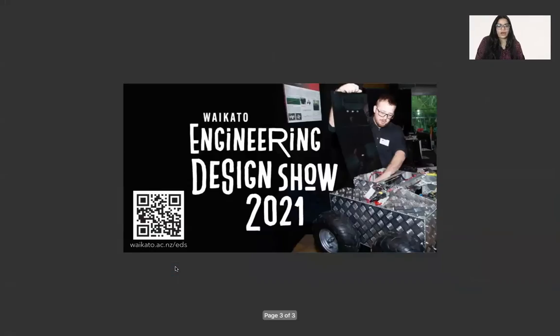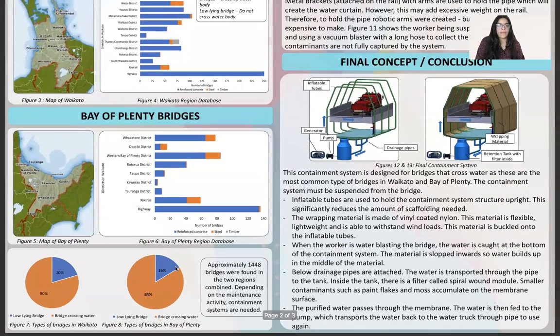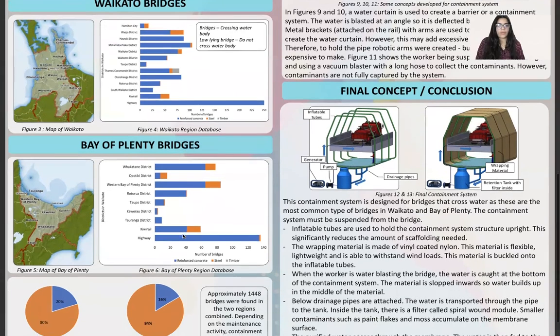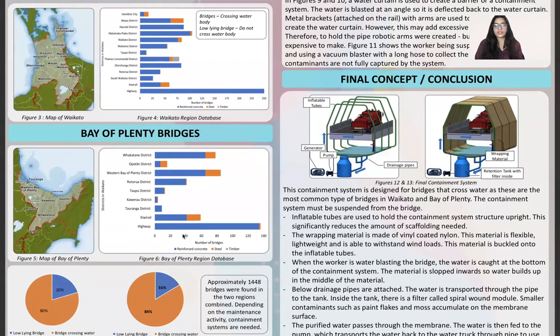What was found out is Waikato and Bay of Plenty bridges are mostly made out of reinforced concrete. Most bridges were approximately 80% crossing water, and approximately 20% of them are low-lying bridges. They don't cross water. However, a containment system is needed regardless when a maintenance activity is carried out.